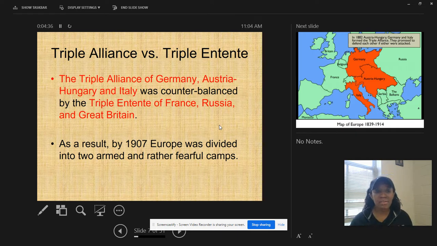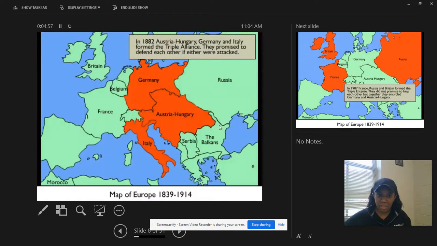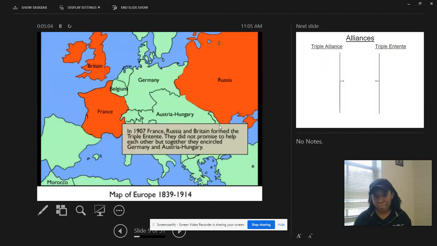The first set of alliances that were created are called the Triple Alliance and the Triple Entente. That's how you pronounce that word. The Triple Alliance of Germany, Austria-Hungary, and Italy basically counterbalances the Triple Entente of France, Russia, and Great Britain. If you look at the map, this is how they are located. In the center, you have Germany, Austria-Hungary, and Italy. And surrounding them, you have Great Britain or Britain, France, and Russia.